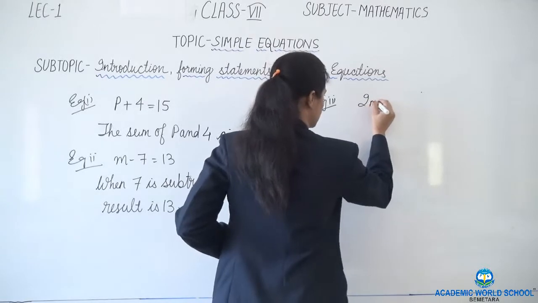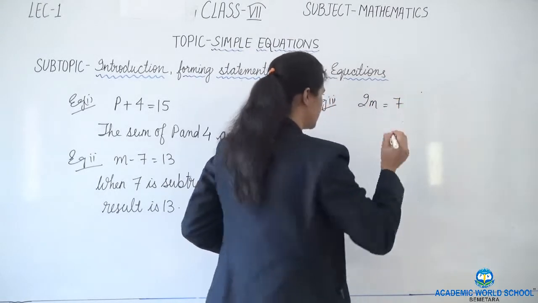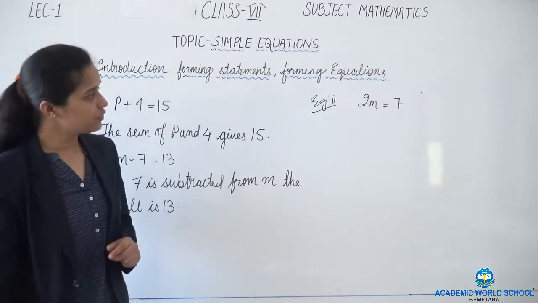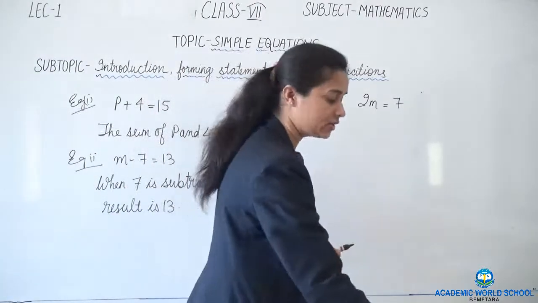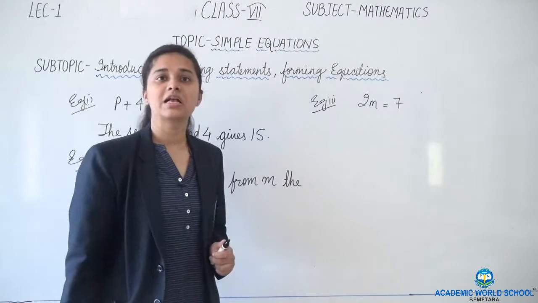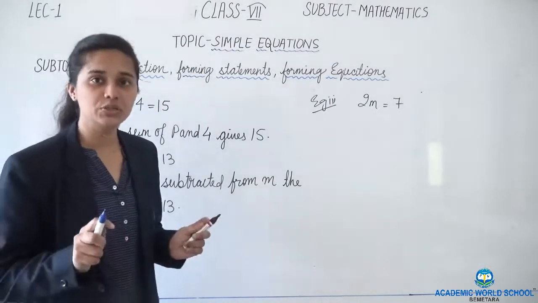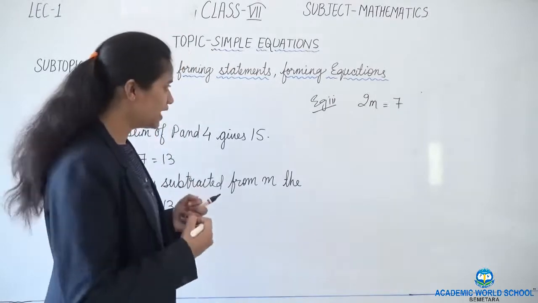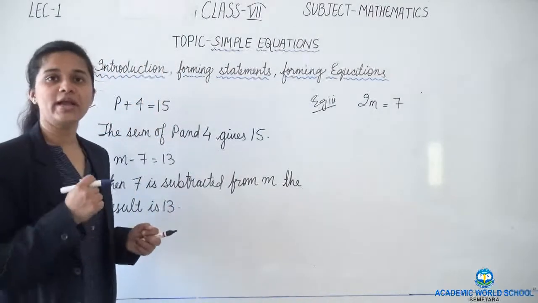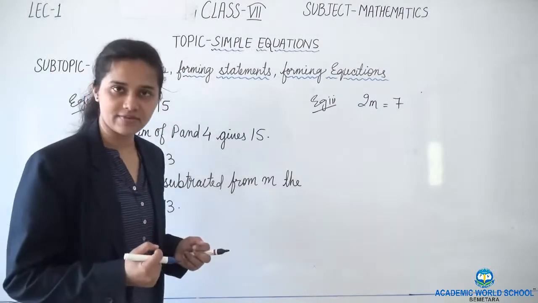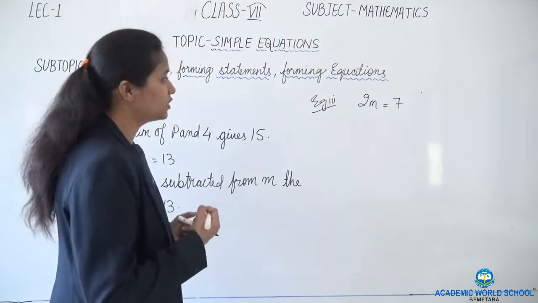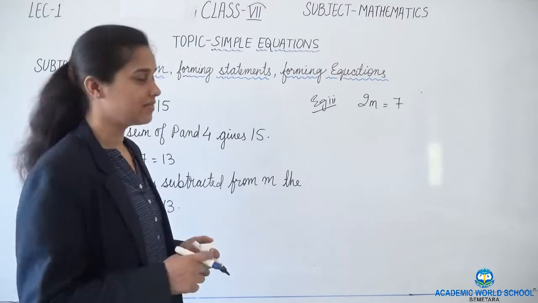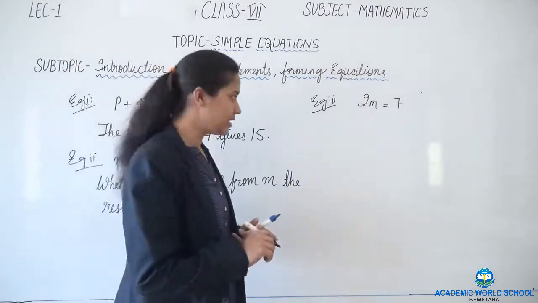Second, 2m equals 7. Now, if you see, this 2m is what? The product of 2 and m. The product of 2 and m is 2m. And the result here is 7. So, how will I write? The product of 2 and m results in 7. Or, when 2 is multiplied by m, it gives 7. Anyway, we can write it.